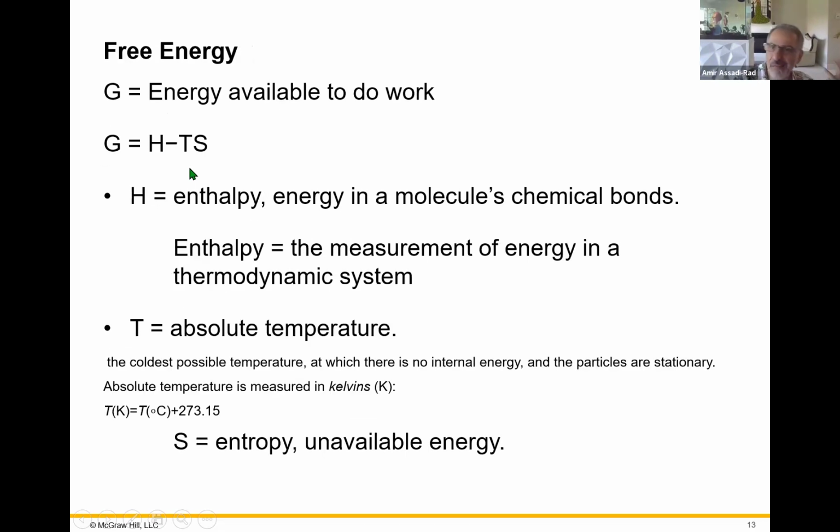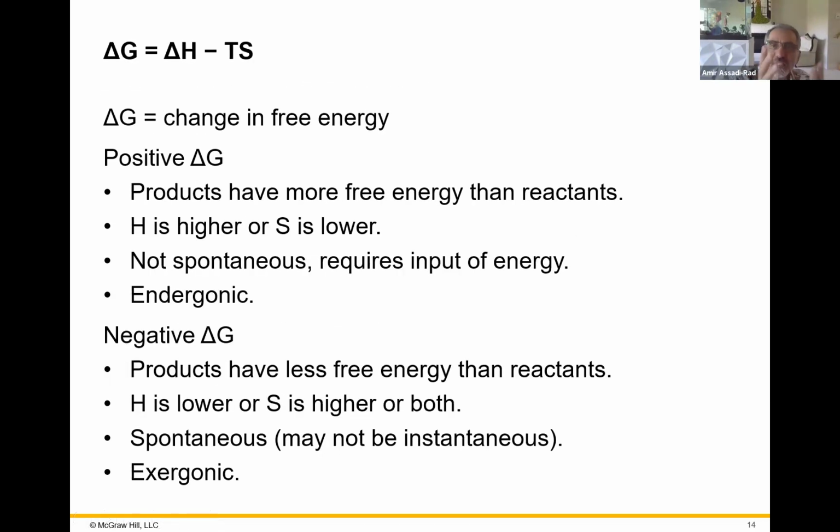This page, this one, you should know. Delta G. Delta G is change in free energy. If delta G is positive, it means the reaction is an endergonic reaction, just like photosynthesis. The process of photosynthesis is an endergonic reaction.